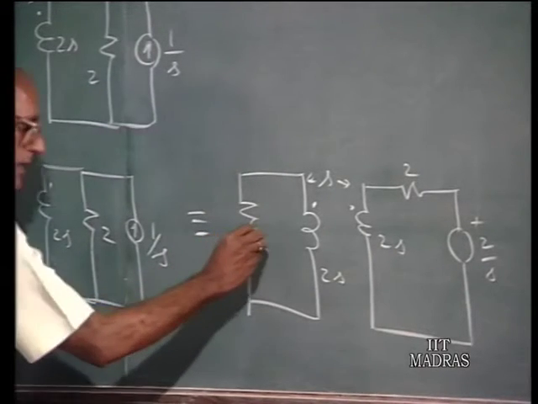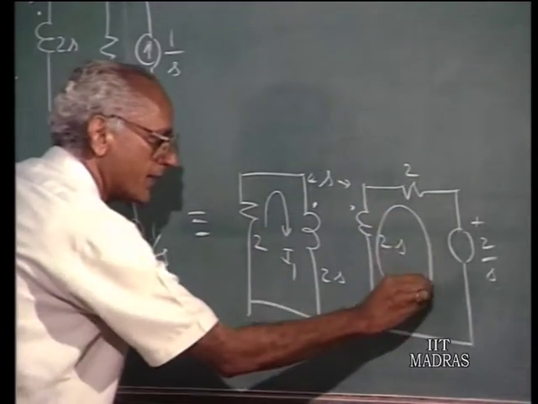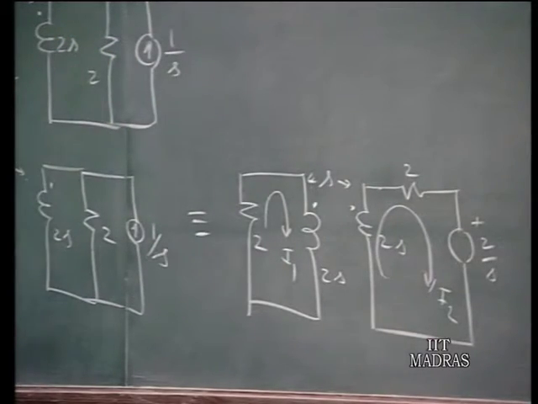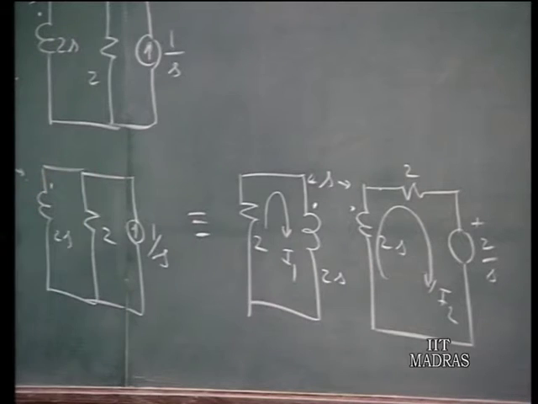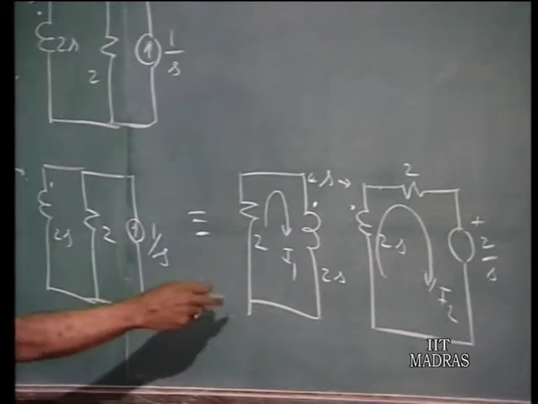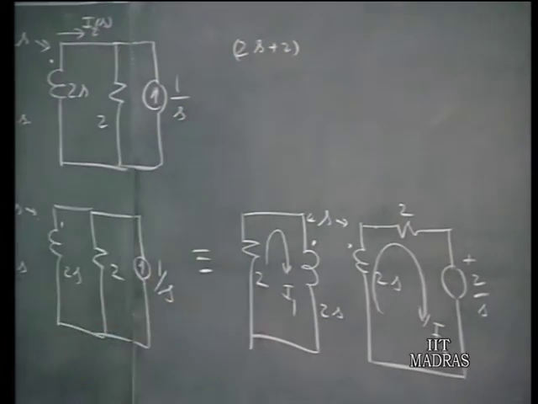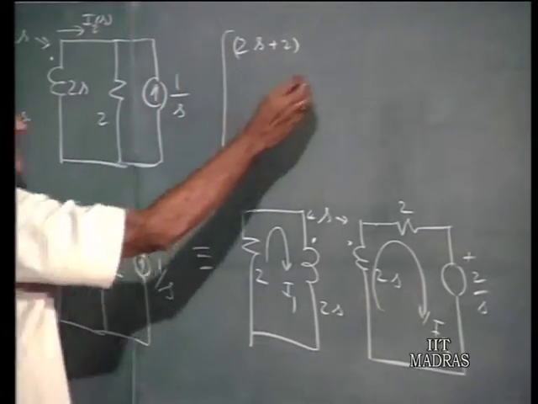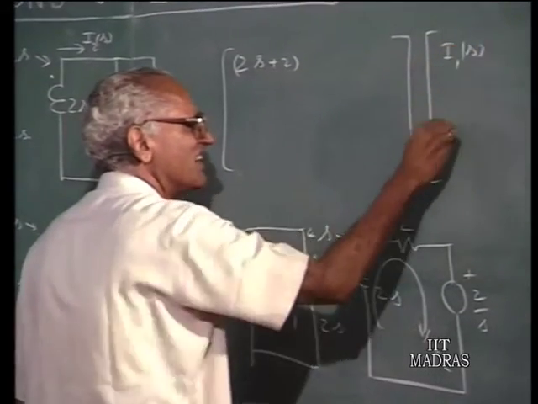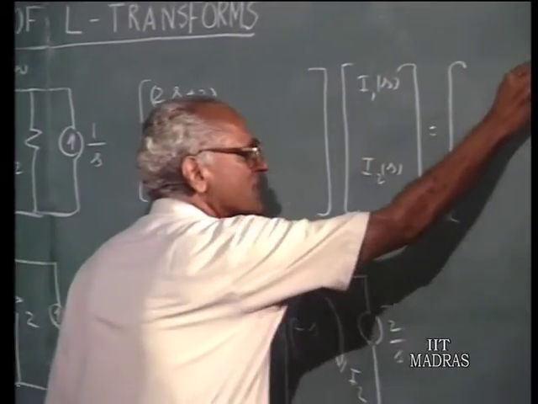So, if I write the two loop equations with loop currents I1 and I2, the current here is what we are interested in, that is the same as I2, the current in this coil, therefore the identity of that current is retained, and you write the loop equations for this. So, I can write this as 2S plus 2; I write these loop equations in matrix form because they are quite simple and easy to visualize. So, I write this I1 of S and I2 of S, and on the other side I write the forcing functions.